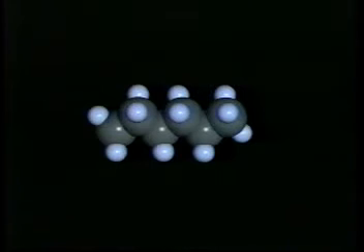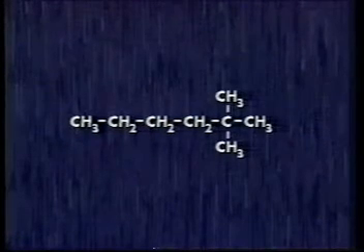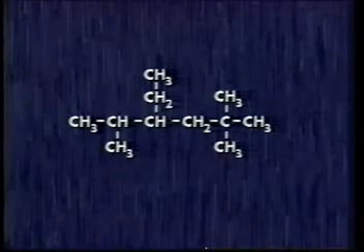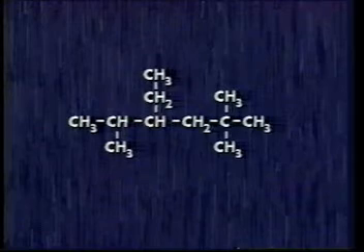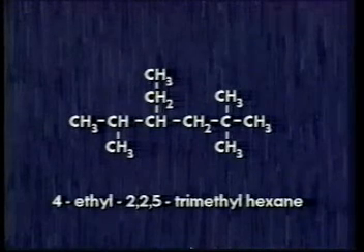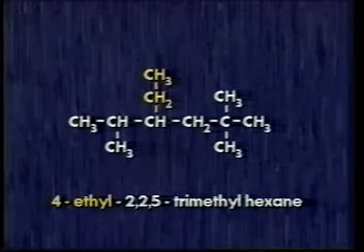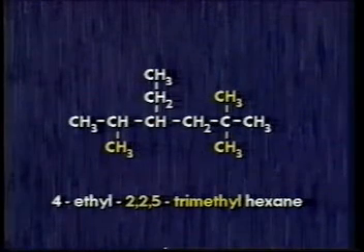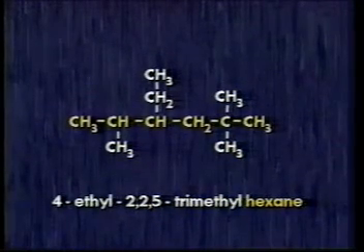There could be lots of branches. We could have a 6-carbon chain with 2 methyls, an ethyl, and another methyl attached. It will be named 4-ethyl-2,2,5-trimethylhexane. A mouthful, but all quite logical.